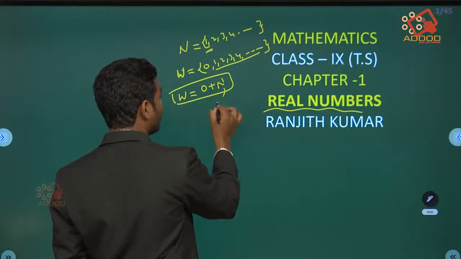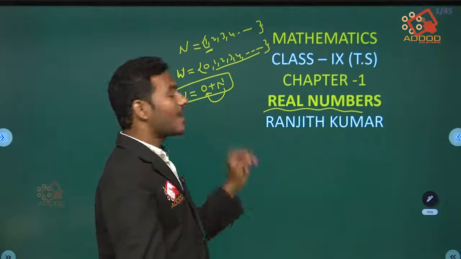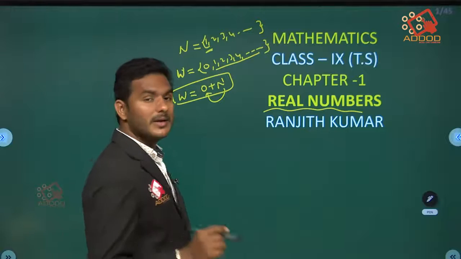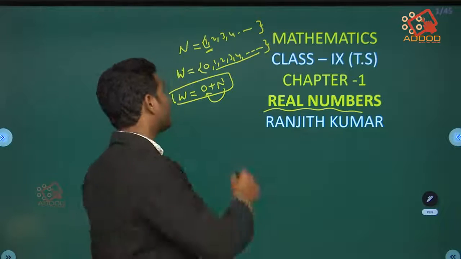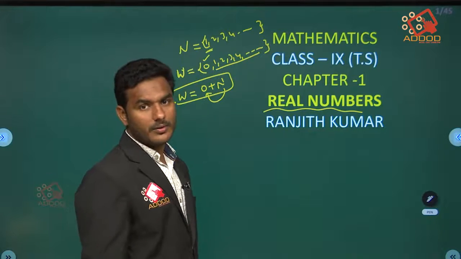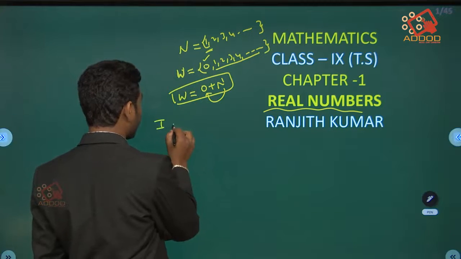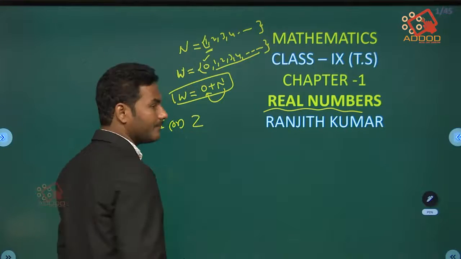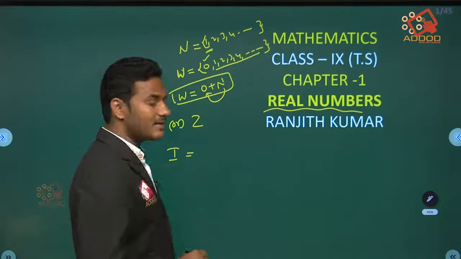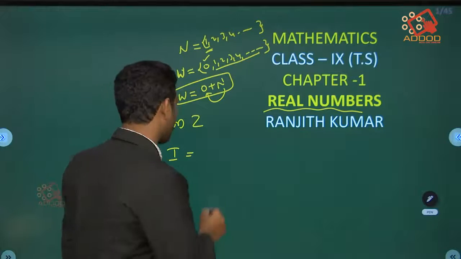If you add 0 to the natural numbers, we can generate the whole numbers. In whole numbers the minimum value is 0, the starting value, and the maximum value we can't say. Now integers. We can represent integers by capital I or capital Z. The set of numbers involved in integers includes negative numbers, positive numbers, and 0.